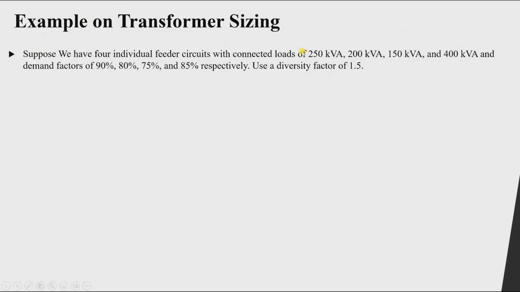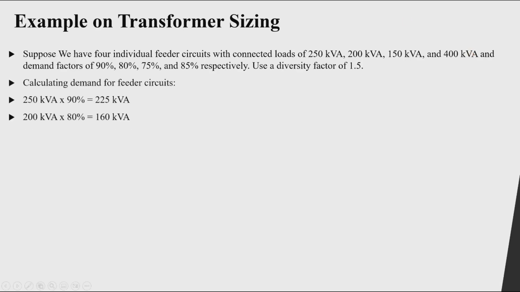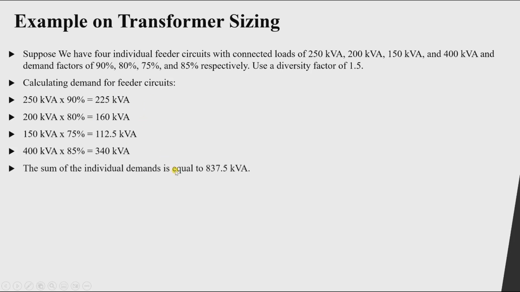Now, first, we have connected loads. First, we convert these feeders or these distribution panels into demand load. But how? By multiplying each by their demand factor, right? Like this, 250 multiplied by 90, 200 multiplied by 80, 150 by 75, and so on. Great. Now what next? Next step is that we will add all of them to get the total demand load, which is 837.5. This is our total demand load.